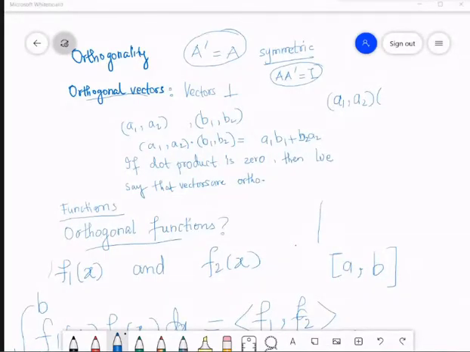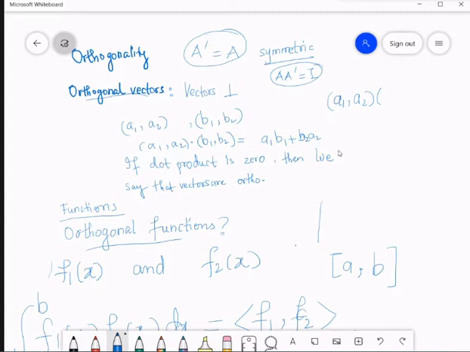Is the whiteboard visible now? Yes. Okay, let's go. So we were at this particular point. We have talked about orthogonal functions. Now one more thing that we are talking about here.